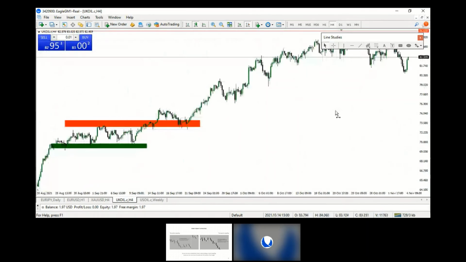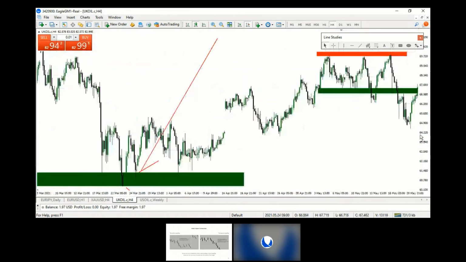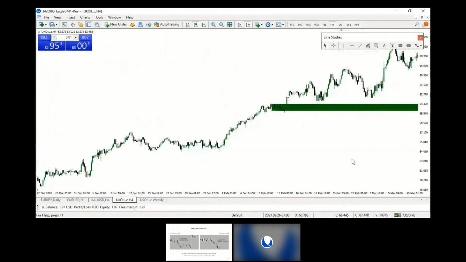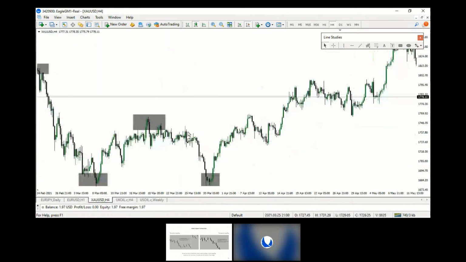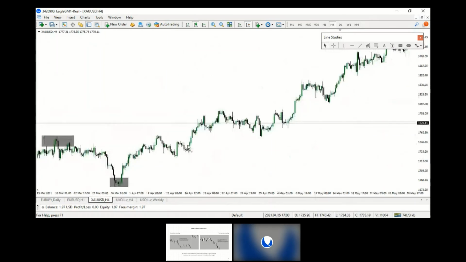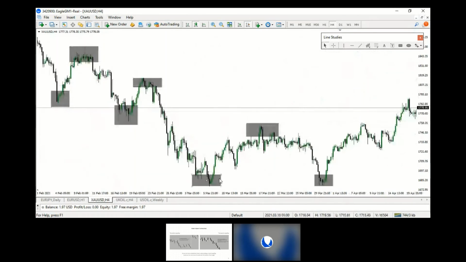Let's look for a bullish scenario, a bearish to bullish scenario. Okay, let me pick another chart. Trying to look for a perfect example. Okay, let's use this one right there.